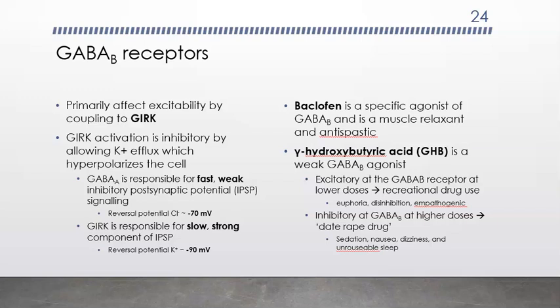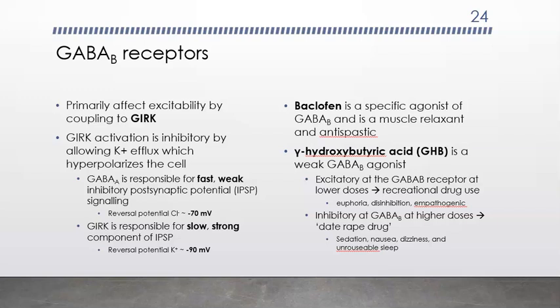Talking about our agonists, then we've got baclofen. This is a specific agonist of the GABA-B receptor and is used as a muscle relaxant and antispastic. And then we've also got GHB. So this is gamma-hydroxybutyric acid. This is a weak GABA-B agonist. Okay. So it is excitatory at the GABA-B receptor at lower doses.